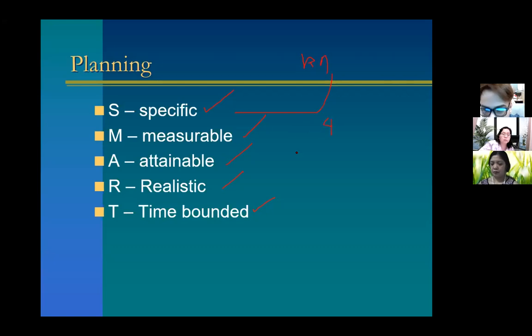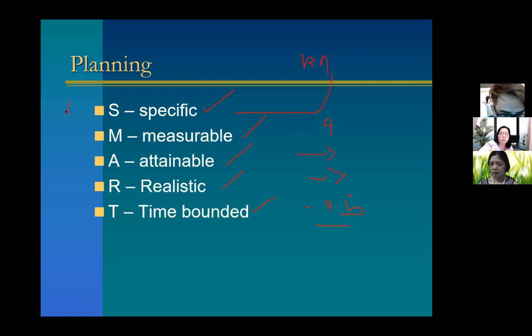Ayan. Attainable ba yon? Yes. Realistic ba yon? Yes. Time-bounded. Lagay natin 4 years and 0.5. Yan. Kasi magtitake pa kayo ng board exam. Yan. Di ba? So this is specific planning. Yan. Gusto ko maging RN po sa 4 na taon at maging licensed nurse po ako after kung graduate. Yan. Same thing with this one.